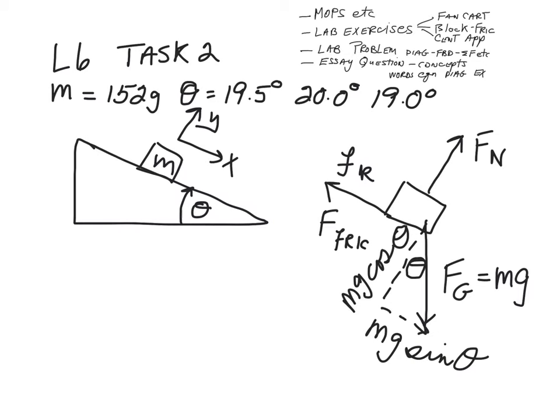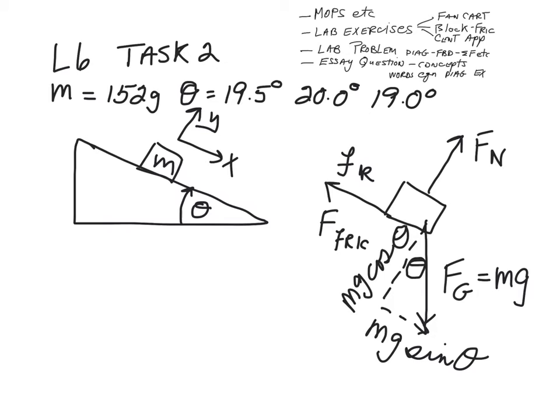In the MOPS, since this is the part of gravity parallel to the track, the MOPS calls this F parallel. And because this is the component of gravity perpendicular to the track, the MOPS will call this F perpendicular. Just so you're accustomed to the different notations.